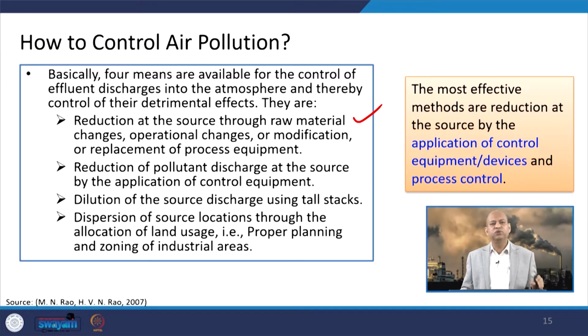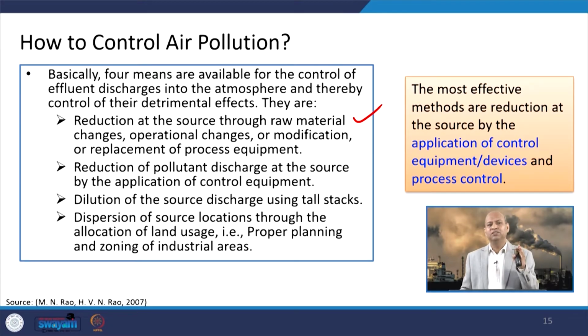Then there is reduction of pollutant discharge at the source by the application of some control equipment, so you can capture it, or dilution of the source discharge using tall stacks. Meaning if you are not able to control at the source, then at least you control before emitting into the air. When it is coming out of tall stacks or chimneys, if they are taller, then chances are it will be diluted before reaching ground level. So exposure will be minimum; that is why these tall stacks are there.